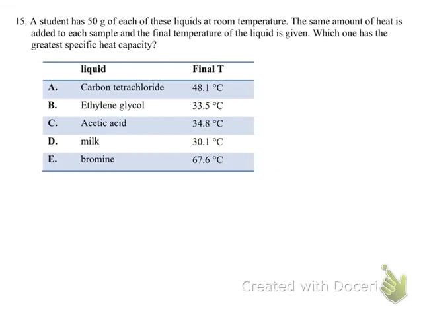This question is about a student who has these 5 different liquids and some heat is added to them, and we want to see which one has the greatest specific heat capacity. Okay, so here's how we can go about doing this. This involves the relationship Q equals mc delta T, where Q is the heat added in, m is the mass, c is our specific heat, and then finally delta T is the change in temperature.